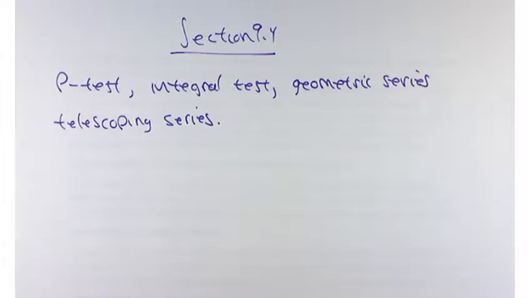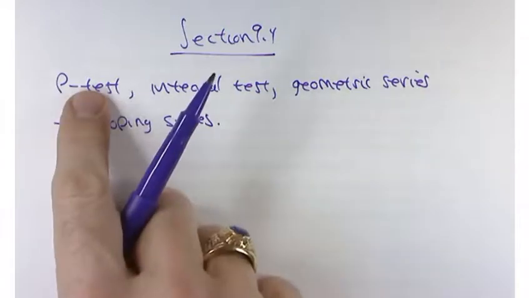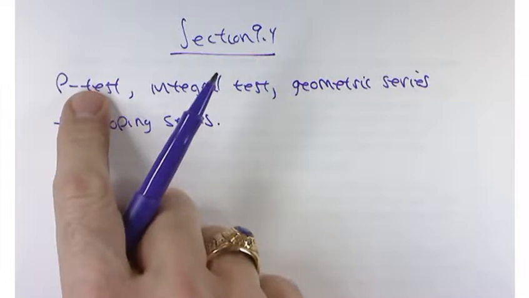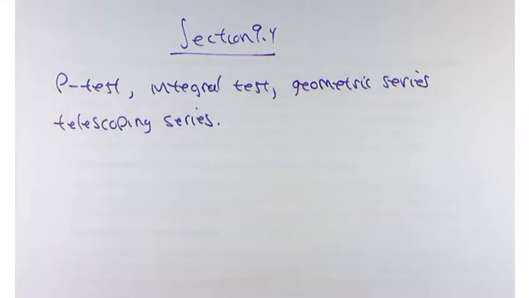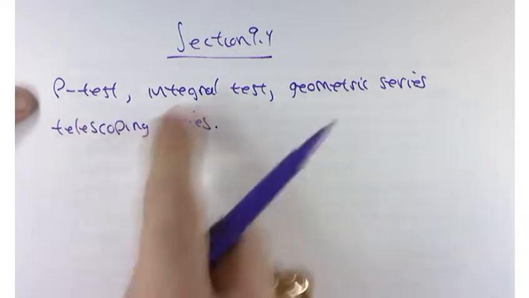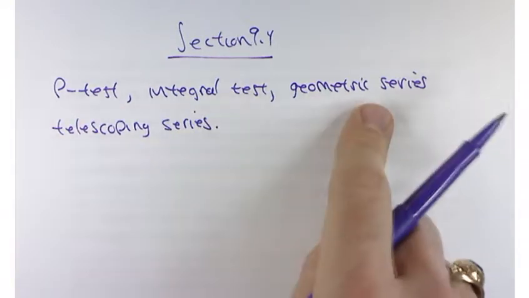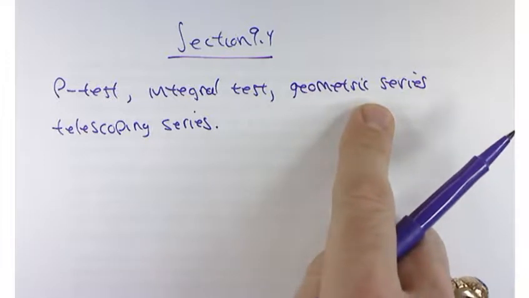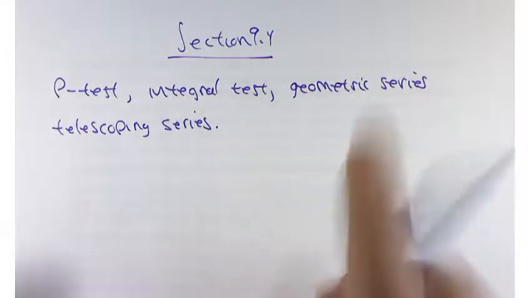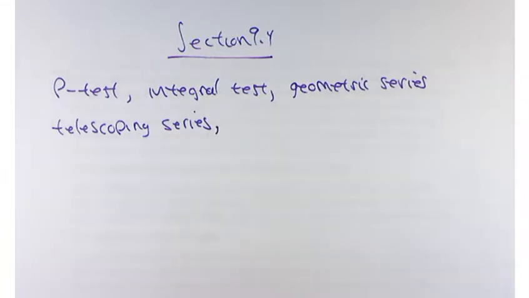So let's take a quick review of all the tests we have to decide whether or not a series converges. We've got the p-test: if you have something of the form 1 over n to the p, and p is greater than 1, then your series converges. You have the integral test and the geometric series test. The ratio that's part of your geometric series has to be less than 1 in absolute value. Telescoping series is also a means to decide if something converges or diverges.